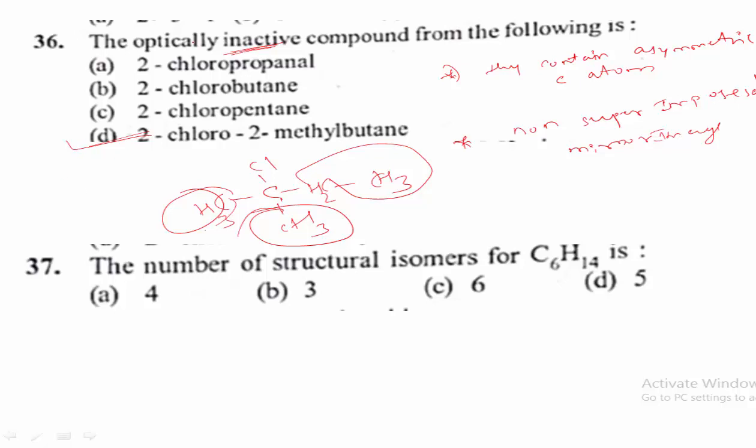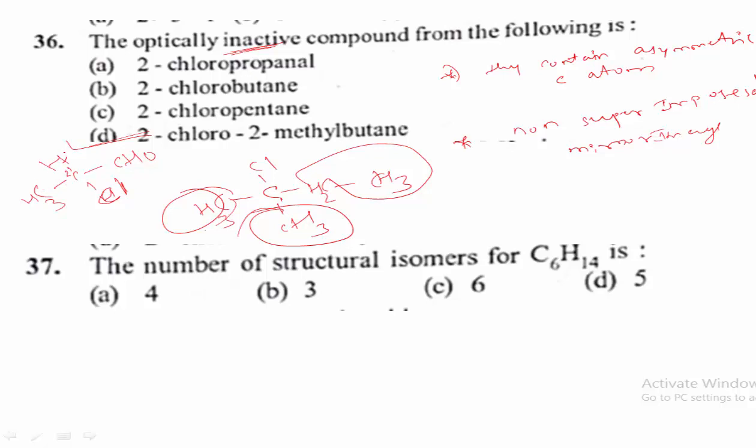Next, try the structure of 2-chloropropanal. Prop means 3 carbon atoms and propanal means an aldehyde group is present. Here 1 H and here 1 H, here CH3. Is it right? Sorry, 2-chloropropanal. Here 1, 2 and this one is 3.